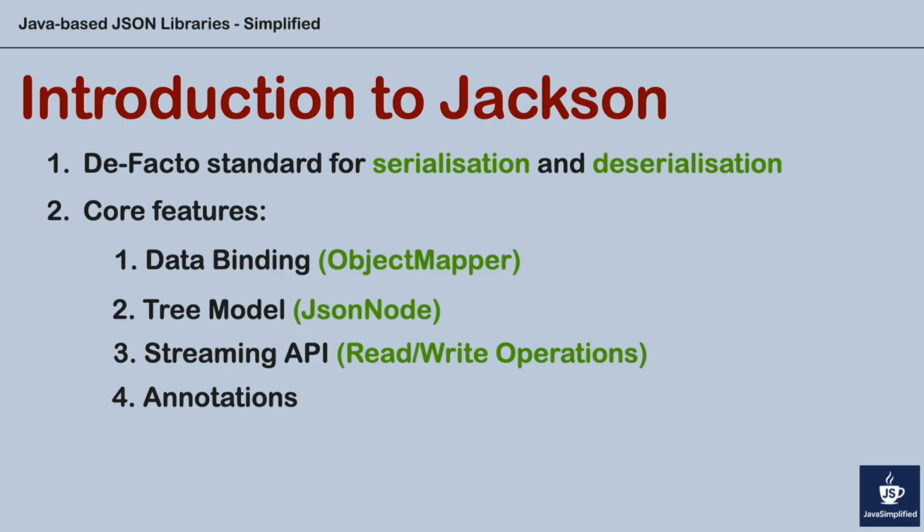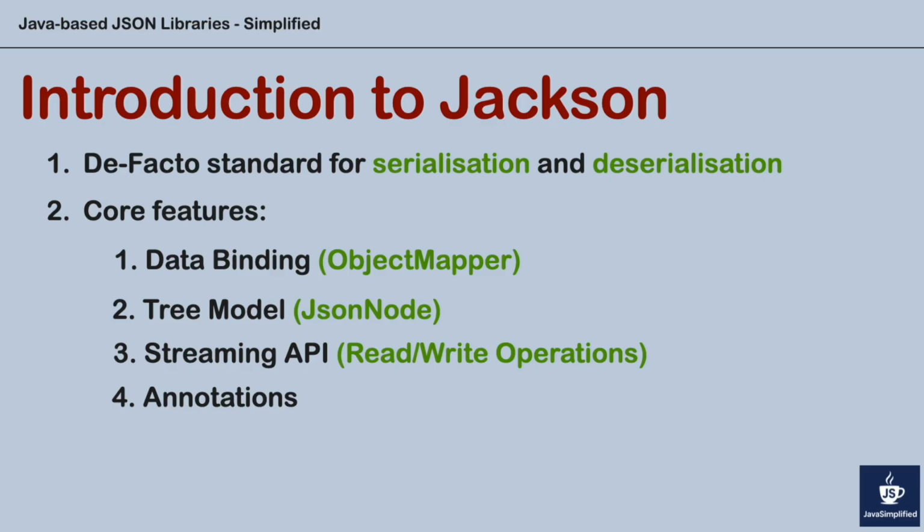The third point is the streaming API. The streaming APIs are used to read and write JSON data from huge files or streams efficiently. It parses the content token by token. As of now, just keep in mind that these streaming APIs are used to read and write data in files or streams. The next and final feature of the Jackson API is its annotations.